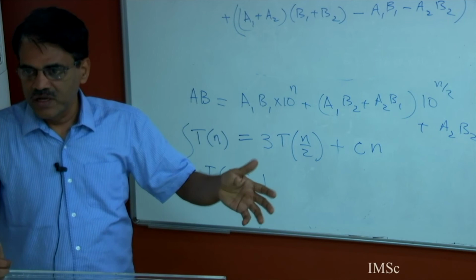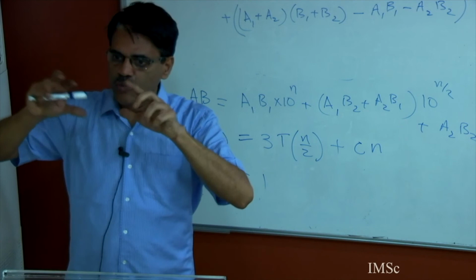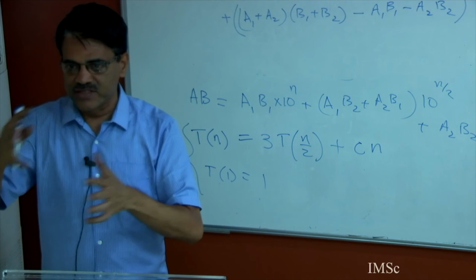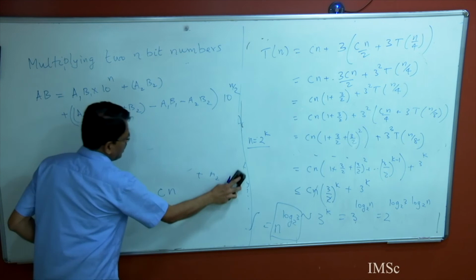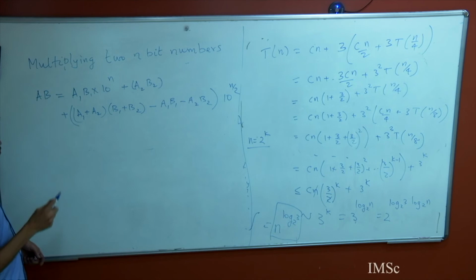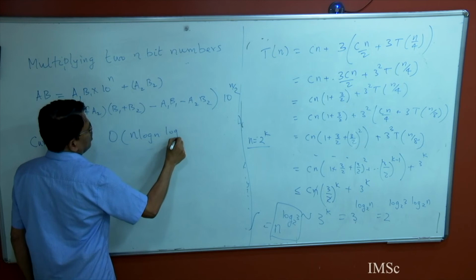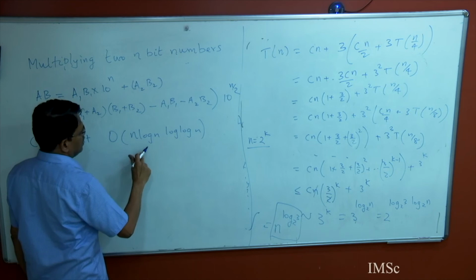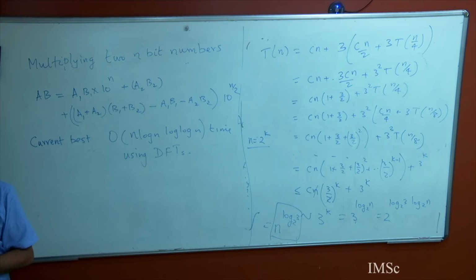Questions? So now, once we have this in our hand, we can ask this question, how far can I generalize? Instead of splitting it up into two parts, if I split it up into three parts and somehow multiply them, is there a way to improve it? And yes, people have done that. It requires a more sophisticated thing. We'll get to that later. The current best has running time something like n log n log log n. And the final word is not said yet, okay? Using some discrete Fourier transforms and so on, which we'll see some part of later in the course.